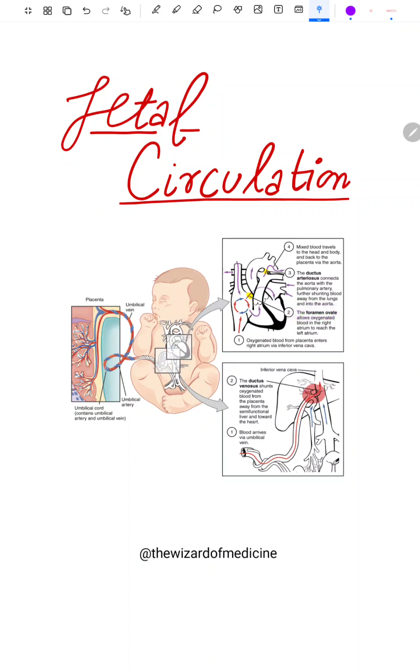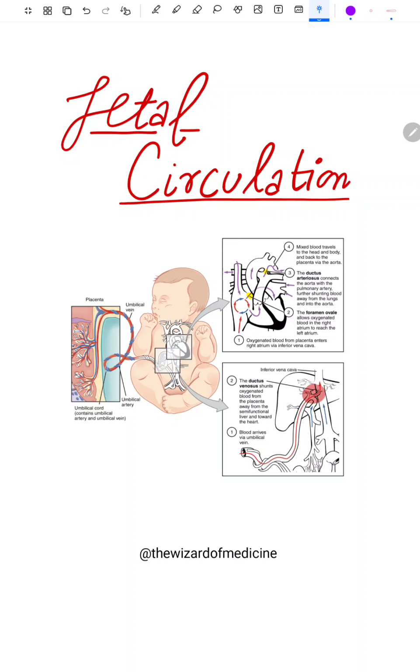And the blood that reached the right ventricle, via the pulmonary trunk, should go to the lungs. But since the lungs are not functioning in intrauterine life, this blood from the pulmonary trunk will shunt to the aorta, as you can see. This shunting of the blood from the pulmonary trunk to the aorta is via this yellow colored shunt called the ductus arteriosus.